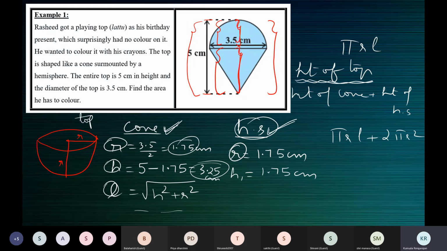Now, this is the second thing. Read the question, draw the figure. After that, give the headings of the solids involved in the figure. And from the question, get their values, radius, height, and others. Now the area that is to be painted is the CSA of the cone, pi r l, plus the CSA of the hemisphere, 2 pi r square. I'll show you the answer.